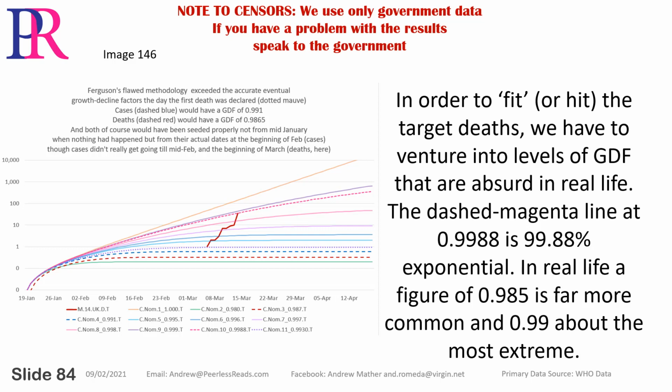In order to fit or hit the target deaths, we have to venture into levels of GDF that are absurd in real life. The dashed magenta line at 0.9988 is 99.88% exponential. In real life, a figure of 0.985 is far more common and 0.99 about the most extreme.